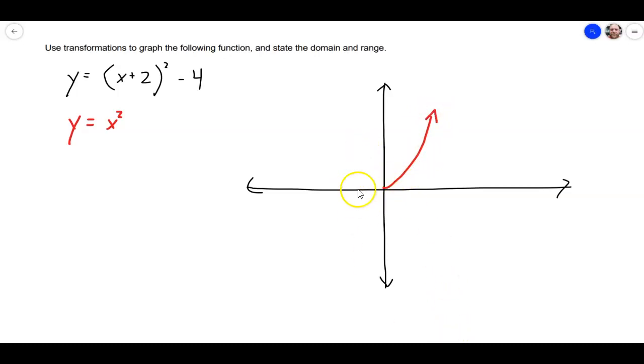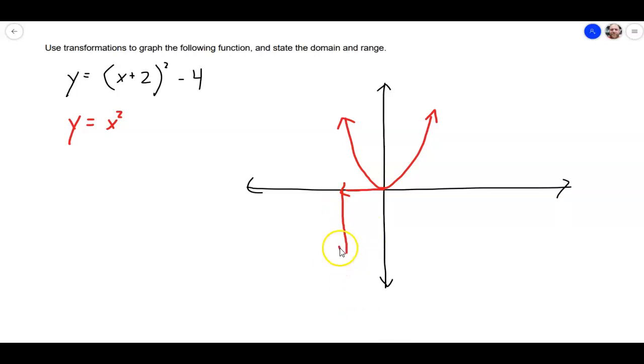Let me get that other side a little bit better there. It's symmetric on both sides of the y-axis, and looking good. Now let's see what the plus 2 and the minus 4 do to this function. The plus 2 is actually going to move this to the left by 2 units. So we're going to go 2 units to the left. And the minus 4 actually moves it 4 units down.